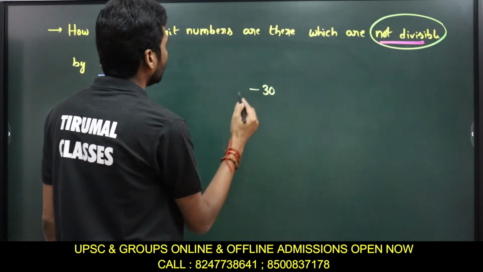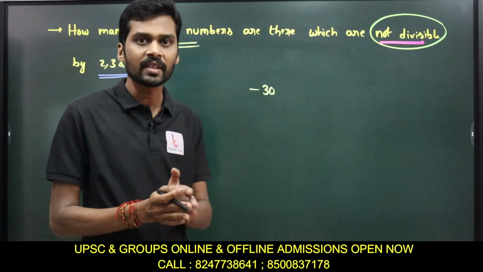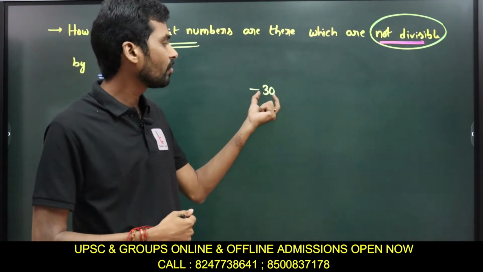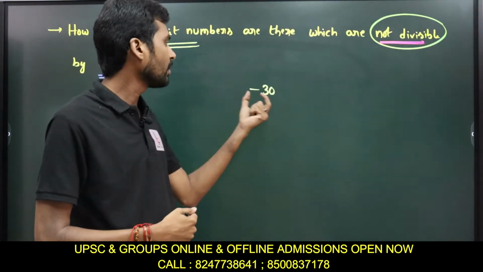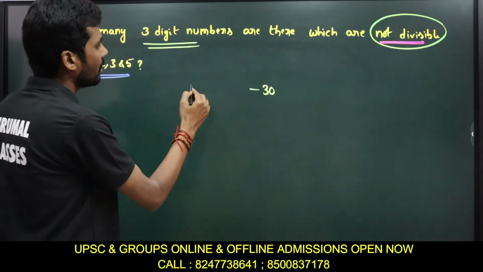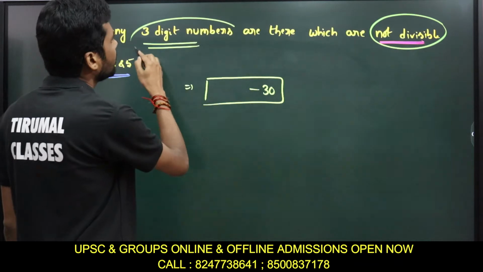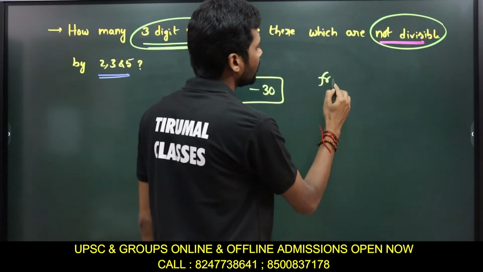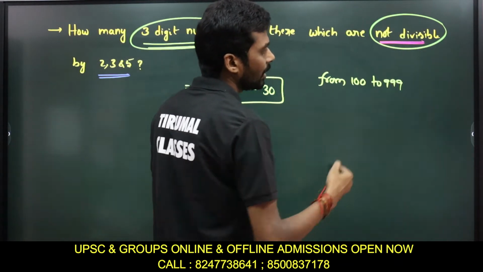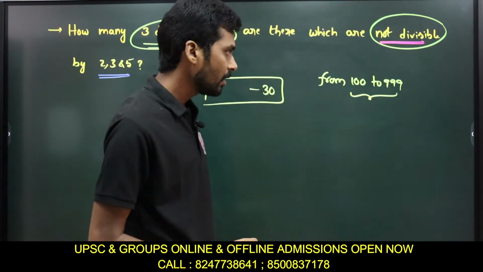From which number? How many 3-digit numbers do we have? From the total 3-digit numbers, if I subtract the number of numbers which are divisible by 2, 3, 5, which I have already found to be 30 in the previous case, then I'll get the answer, right? So how many total 3-digit numbers are there? From which number to which number? From 100 to 999. How many 3-digit numbers is that? Yes, we have 900.